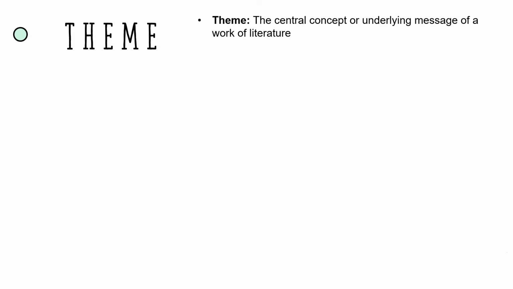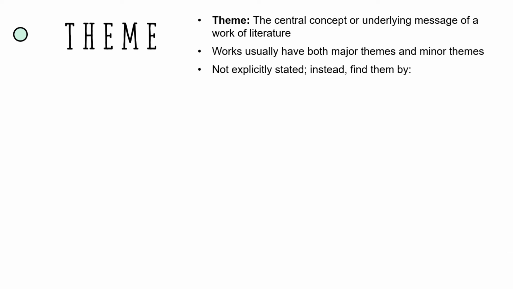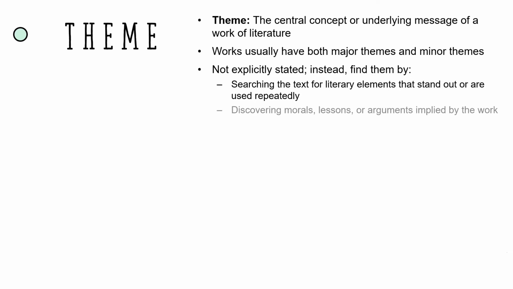Lastly, the most important literary element that you'll want to keep an eye out for is theme. A theme is a central concept or underlying message of a work of literature. Works usually have both major themes and minor themes. Themes are usually not explicitly stated. Instead, you have to find them by searching the text for literary elements that stand out or are used repeatedly, or by discovering morals, lessons, or arguments that are implied by the work.